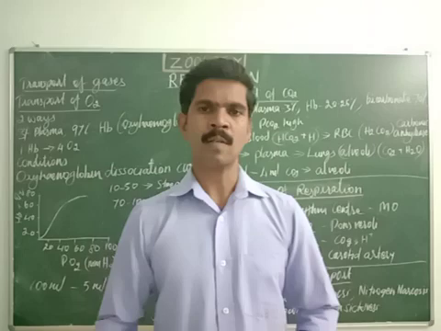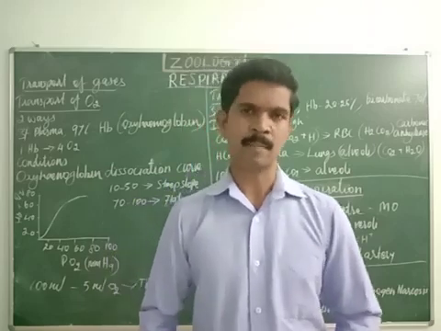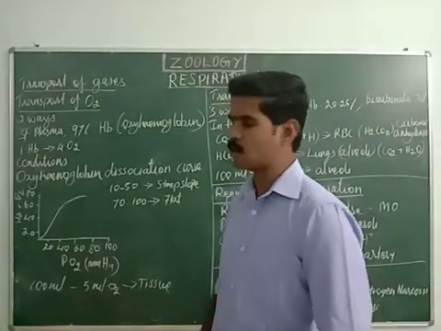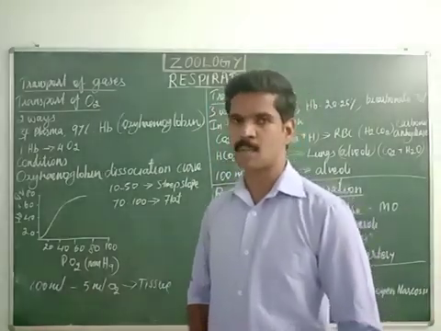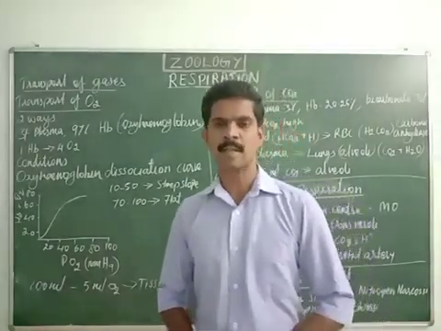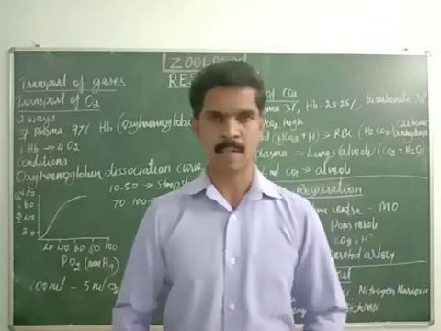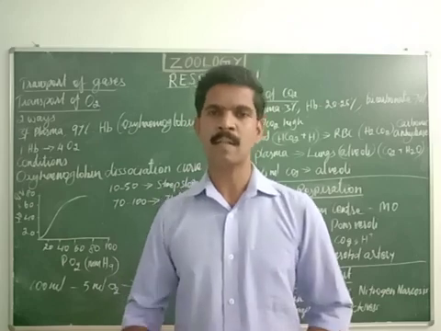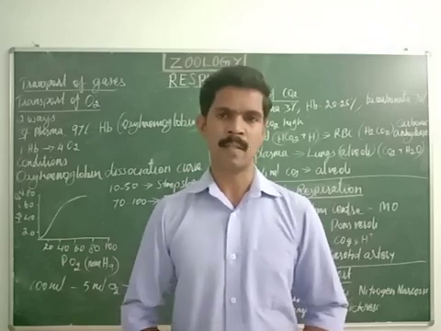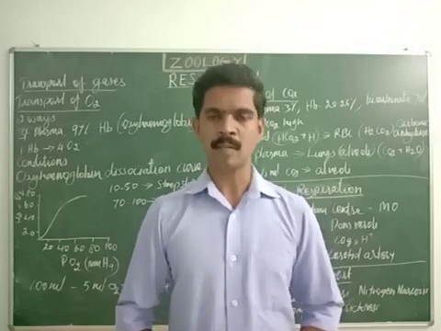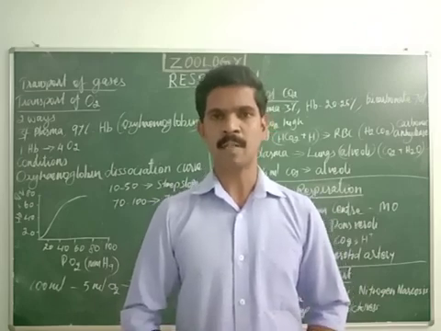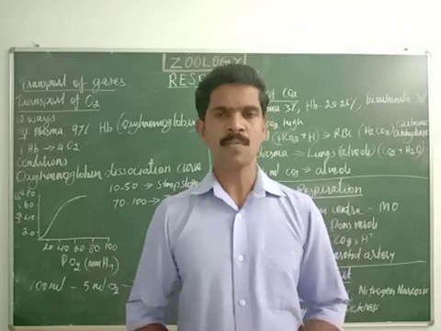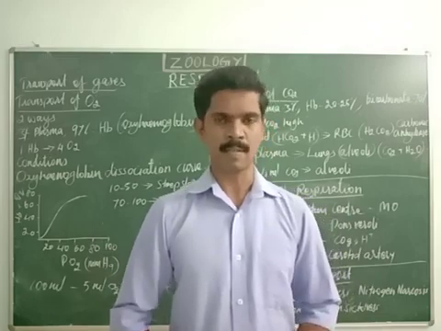Today we are going to study the next topic of this chapter, which is transport of gases. Carbon dioxide and oxygen, both gases, are called respiratory gases. Here the carbon dioxide is moving from the tissues to the alveoli through the blood, and the oxygen is moving from the alveoli to the tissues through the blood. Understand? So these two gases are called respiratory gases.